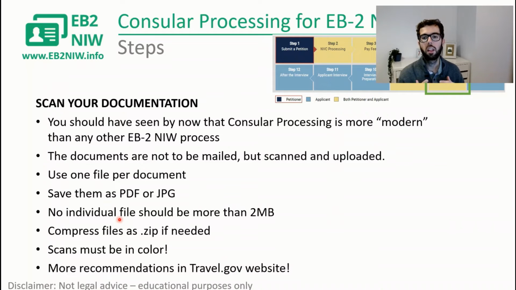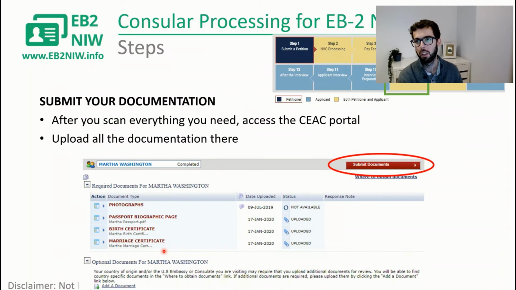Don't give them anything that is above 2 megabytes of size. If it's bigger than this, you have to compress it in a zip format. Everything that you scan must be in color. And there's other guidelines that you should consult in the travel.gov website, so you make sure that all your files are acceptable. The next step is to submit your documentation using that online platform that you will have access to. So everything can be uploaded here. So very, very nice process compared to the adjustment of status where you have to do everything in paper format.